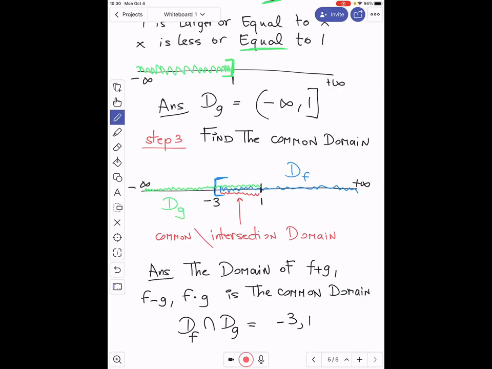So -3 is included. As you can see, -3 is in the blue interval, and it also belongs to the green interval. So it's in the intersection of the two domains. -3 is a common value in the two domains, so -3 is included. The same for +1. Actually, I forgot to include the +1 here in the green interval. So +1 is in the green interval, and it's also in the blue interval. So it belongs to both domains, so it's included.